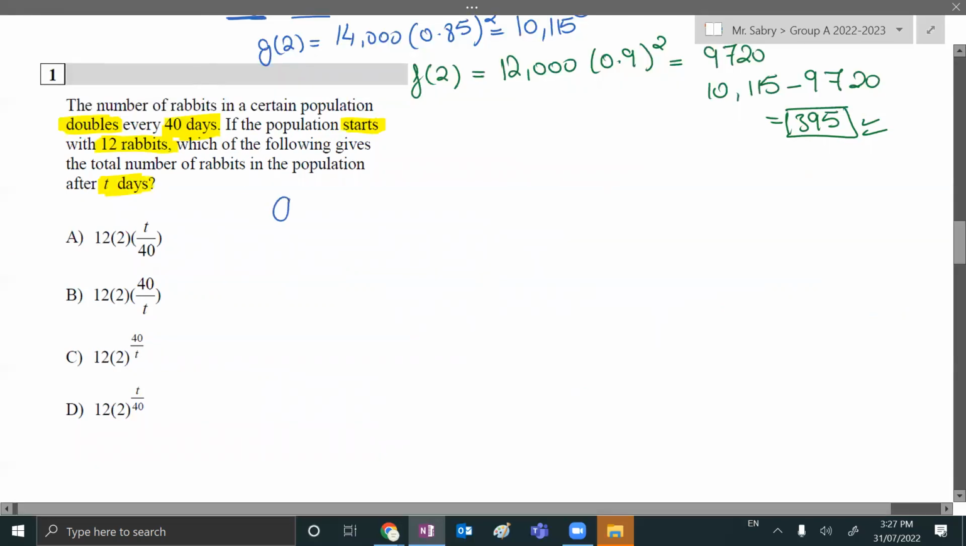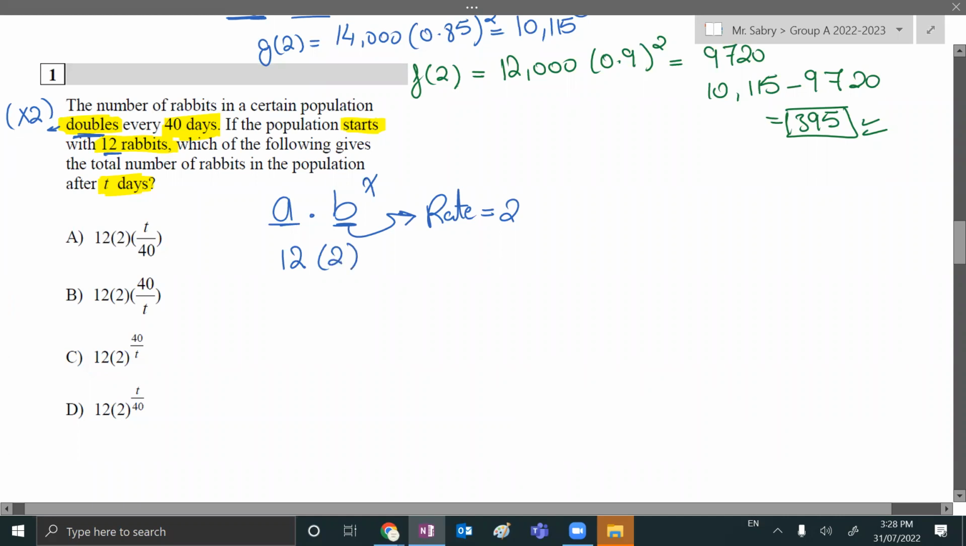So what do I know? I know that this is an exponential function because anything that is multiplied by the same number every now and then is considered an exponential function. And when they say double, this means I'm multiplying by 2 every 40 days. So that's an exponential function, and it must follow this form, a times b all to the power of x. What does the a represent? We said it's the start, and they started with 12 rabbits, so a is 12. Now since they double, the rate, which is b, equals 2, because I keep multiplying by 2. So the b is 2.